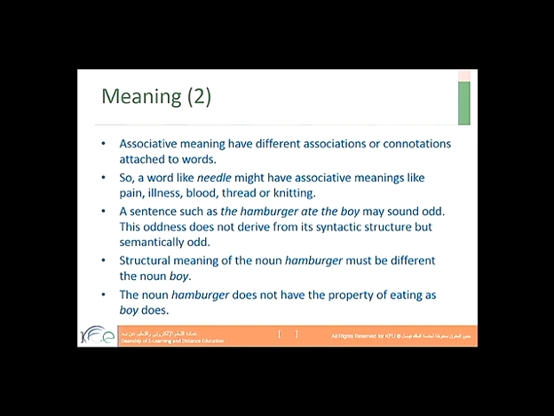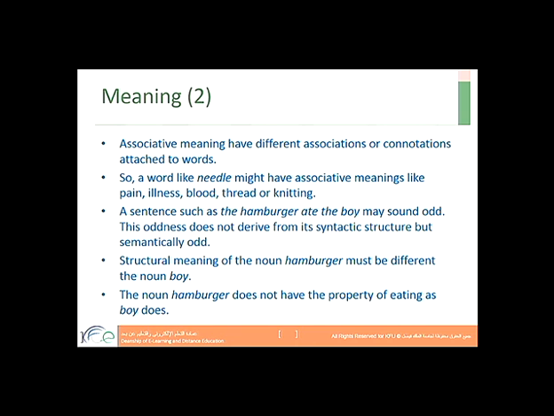A sentence such as, for example, the hamburger ate the boy may sound odd, right? This oddness doesn't derive from its syntactic structure, but it is semantically odd. From a structural point of view, this is absolutely correct. We have a subject, we have a verb, and an object. So from a syntactical point of view, this is absolutely correct. But from the semantic point of view, this sentence sounds odd. This sentence sounds weird.